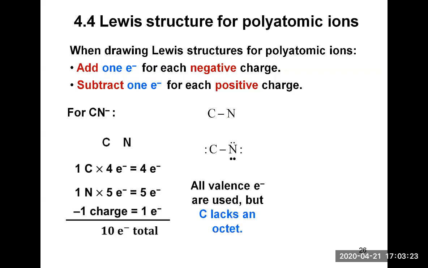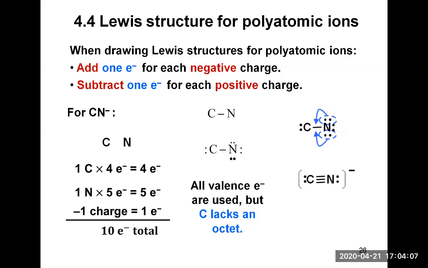However, we have used all the valence electrons. Right now we have 10 electrons in the structure, and carbon doesn't have an octet. Nitrogen has its octet, but not carbon. So nitrogen will have to share, and sharing only 1 lone pair will not be enough. It will have to share 2 lone pairs with carbon. By doing this, you get a triple bond between carbon and nitrogen, and they each have a lone pair. If you count, the carbon has 8 electrons around it, 6 coming from the triple bond plus 2 from the lone pair, and same thing for nitrogen.